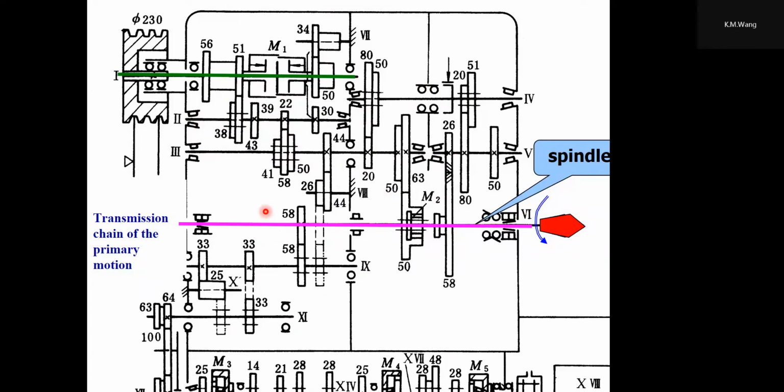The motion of shaft 1 transmits, if it is left or right, it can transmit the power, or from shaft 1 to shaft 2 to 3. This is the way of the power transmit.